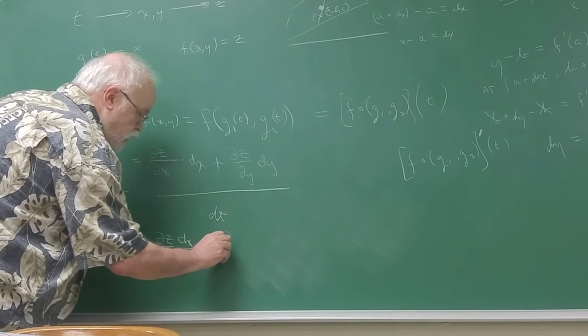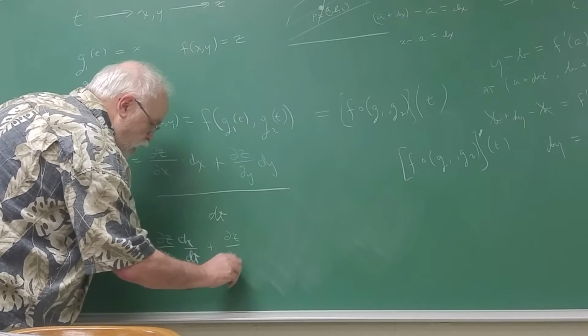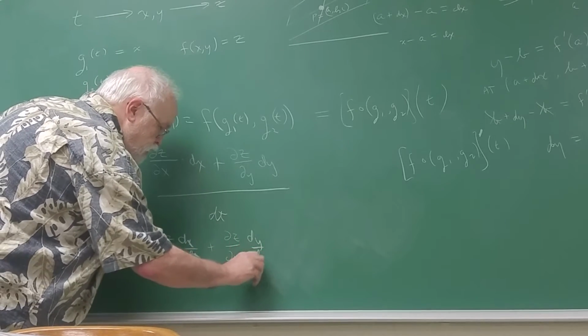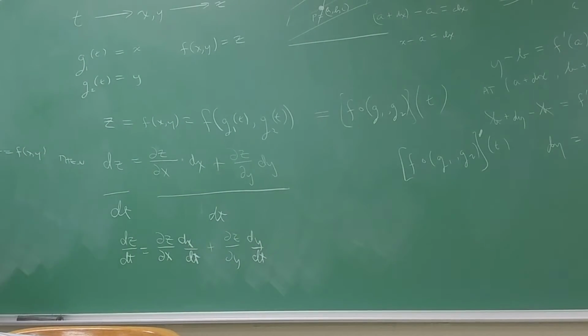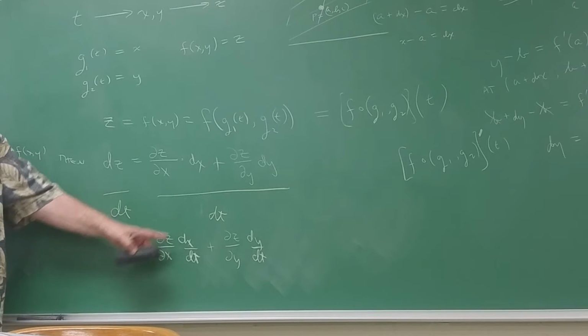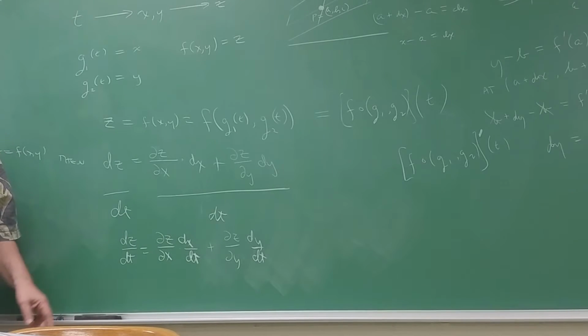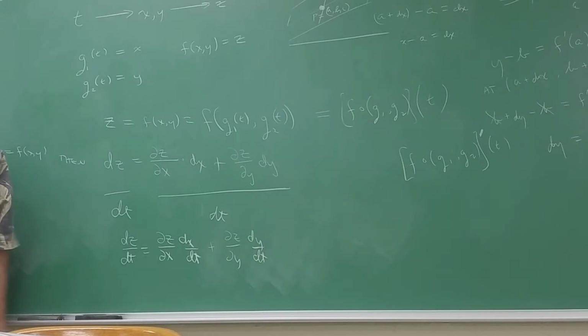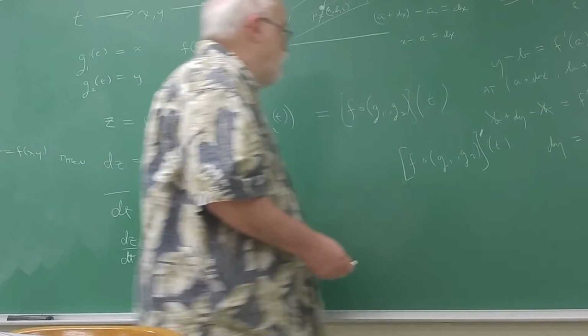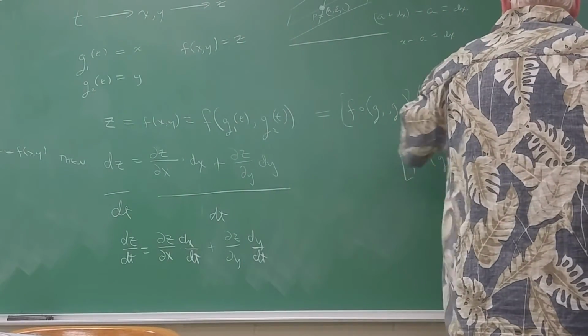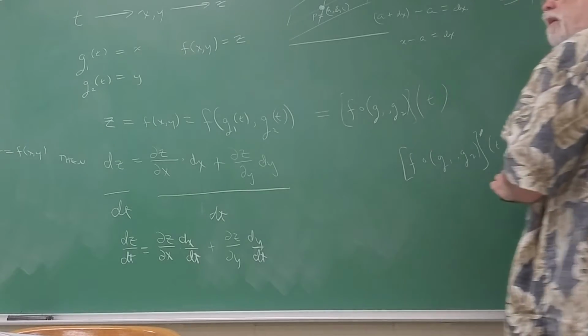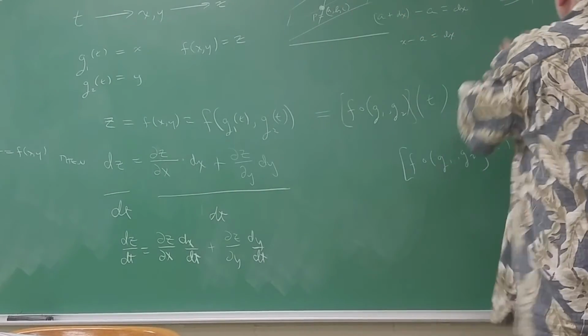And then I'm going to have the other one, del z del y dy dt. Good thing I wrote those with different notations, with dels and d's. Otherwise, I'd be tempted to cancel them, and then I'd have dz dt plus dz dt is 2 dz dt, which wouldn't look very good here if I were writing them all as d's. And it would be wrong.